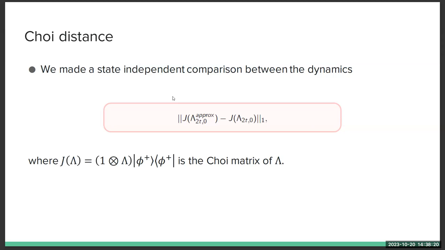But it's nice because it's a matrix, so you can do things that you do with matrices, like knowing if they are similar or not, checking the eigenvalues, and the eigenvalues tell you if the map is CP or not, so it's nice.